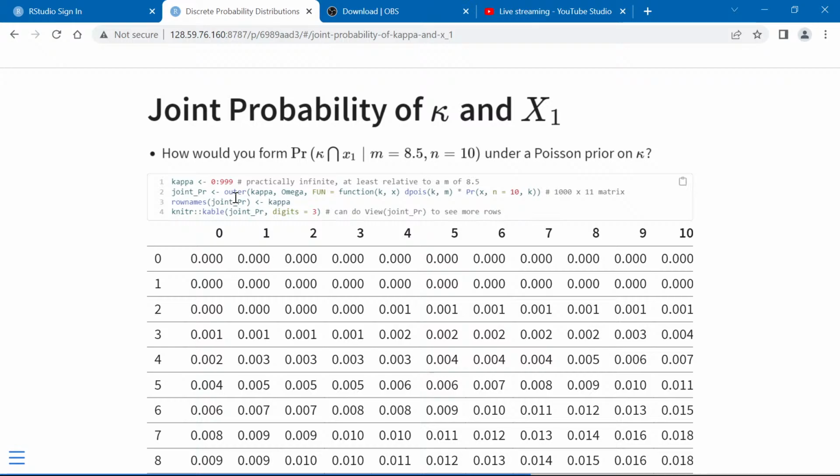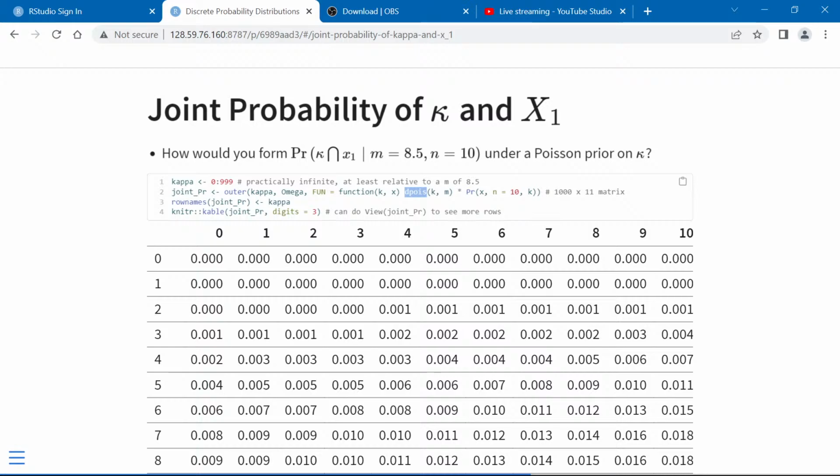I'm going to use this outer function, but all this does is evaluate the prior. For every combination of kappa between 0 and 999, and every value of x in omega, it's going to multiply the Poisson probability mass function evaluated at k, which is one of the values of kappa. So dPois is the probability mass function in R for the Poisson distribution. M again is 8.5. So we evaluate the marginal probability of kappa, times the conditional probability of knocking down x pins on the first roll of a frame of bowling that has 10 pins available to be knocked down with that value of k.